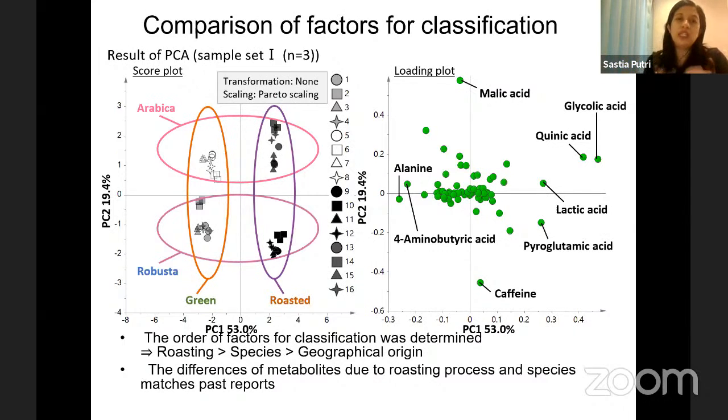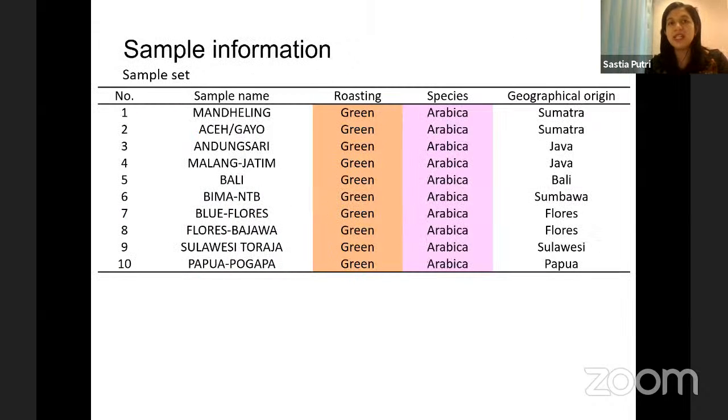Therefore, we need to remove the influential factors in our analysis by analyzing only the green Arabica coffee beans. So in the next analysis, we limit the analysis to make the roasting condition the same. All of them are green beans. And we analyze the Arabica and the Robusta data independently. And then we expand the samples coming from different regions, from 10 different geographical origins in Indonesia.